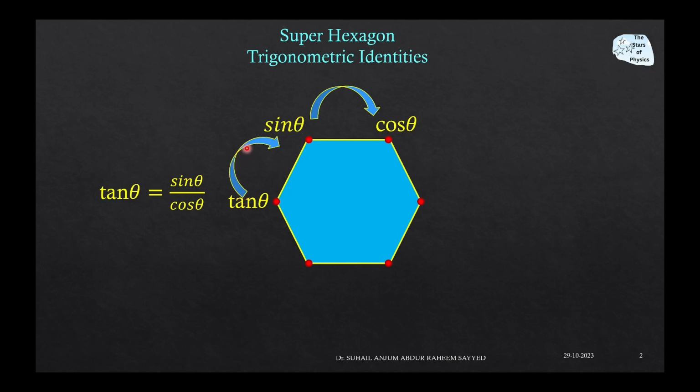So tan theta, then we have written in a clockwise direction sin theta, and then cos theta. Now we know that reciprocal of tan theta is cot theta. So at the opposite vertex of tan theta, we will write down cot of theta. Then reciprocal of sin theta is cosec theta, so at the opposite vertex of sin theta, we will write down cosec theta, and reciprocal of cos theta is sec theta. Therefore, at the opposite vertex of cos theta, we will write down sec theta. So this is our super hexagon. Now using this super hexagon, we shall remember different trigonometric identities.